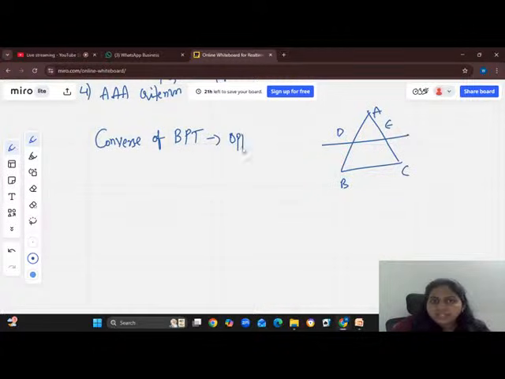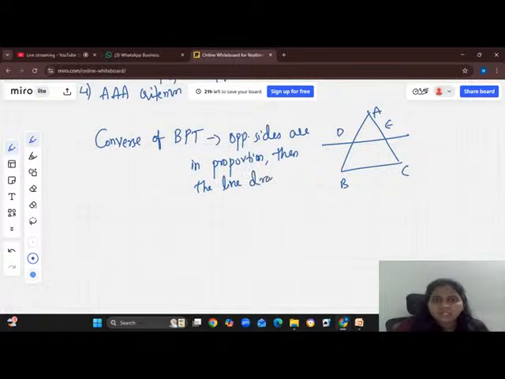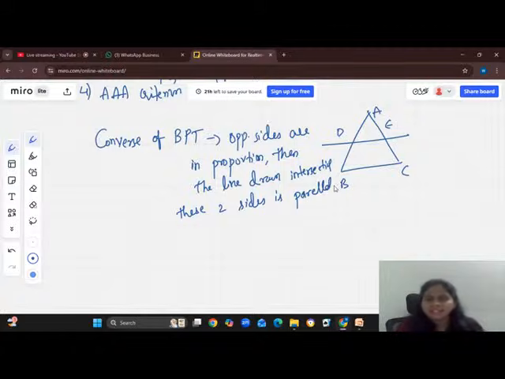If the sides of a triangle are in proportion, then the line drawn intersecting these two sides is parallel. Just we are writing the last step first. Based on this also we have problems.